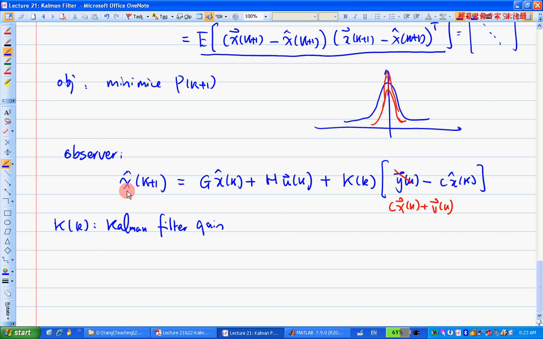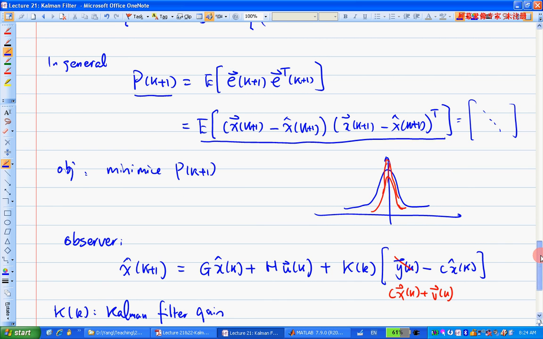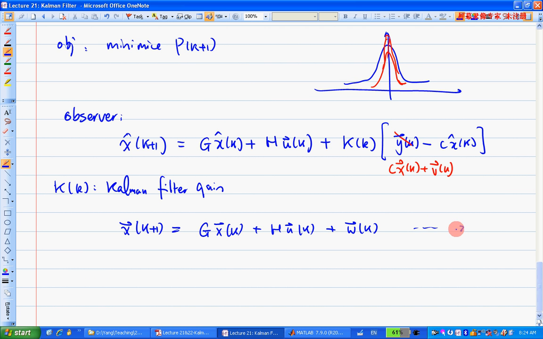So x hat of k is this. And what is x of k? It's the system, this is x of k plus 1. We're looking for minimizing this covariance matrix, where we have this error, x minus x hat. So use this equation, number 2 minus number 1, to obtain the error e of k plus 1.